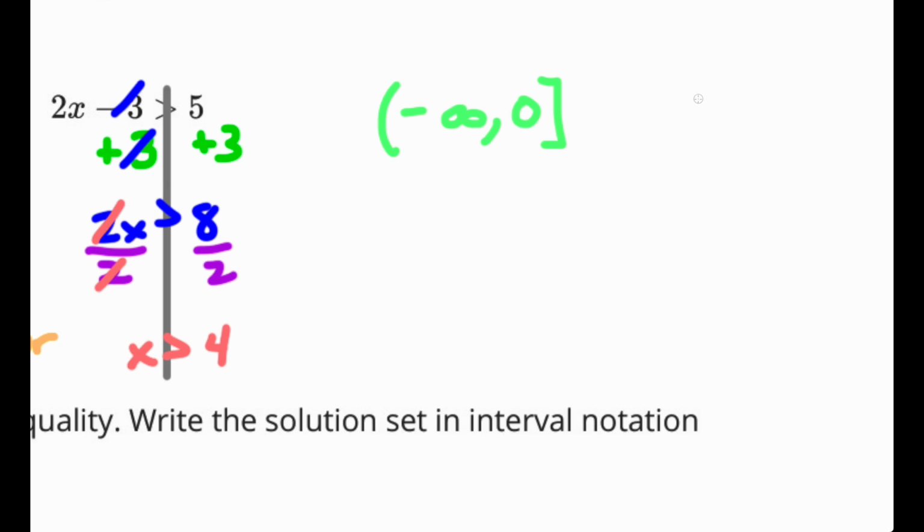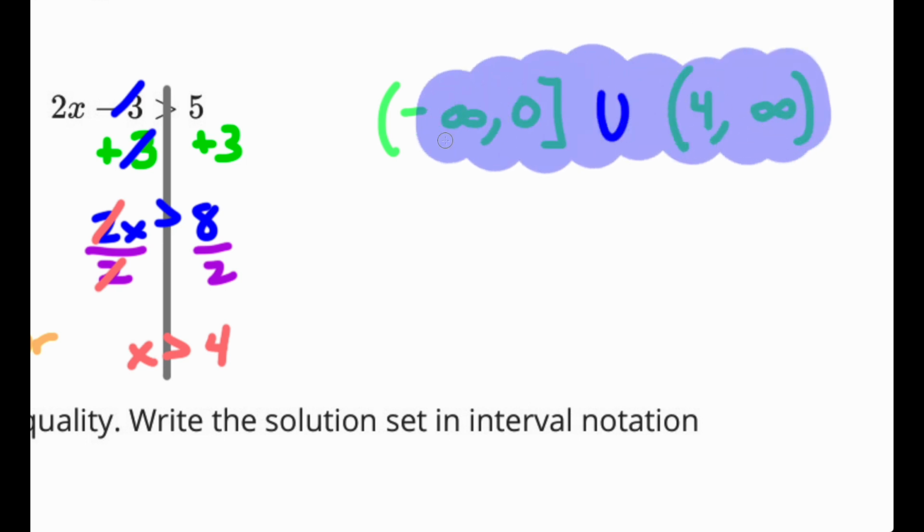The next part of it is x is greater than 4. So 4 is the smallest, but it goes to infinity. And we can't include infinity. We can't include the 4 either. And then we're going to need a union on this because it's the OR. So don't forget to put that union in there. And then that's the answer for the interval notation.